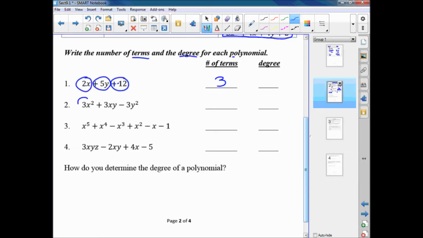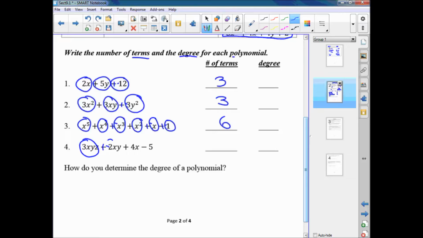In our next one, we have 1, 2, and then remember this is really plus a negative, so 3. Terms are separated by adding. So this has 3 terms. And number 3, we have 1, 2, 3, 4, 5, and 6. So there are 6 terms, each one circled. And in number 4, we have 1, 2, 3, and 4. So 4 terms.